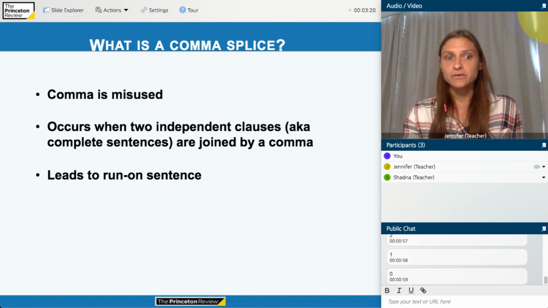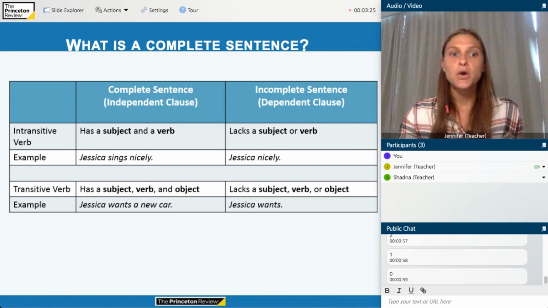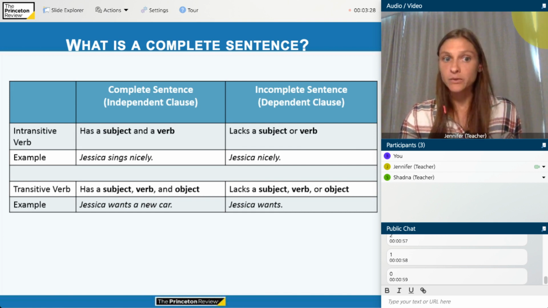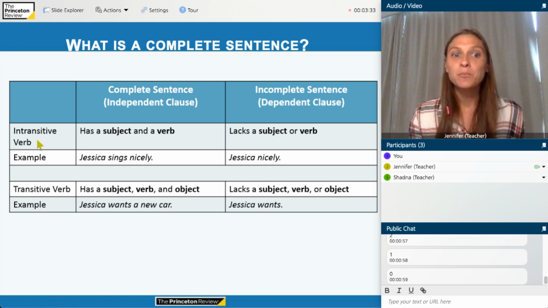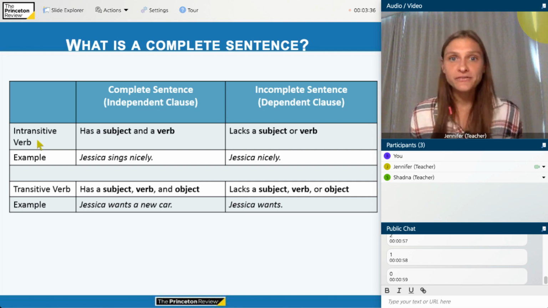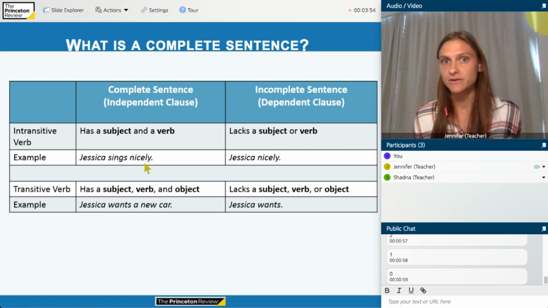All right, so complete sentence, what does that mean? We have a few different examples here, and I'll briefly get into intransitive versus transitive. We're not presenting on that today, but in a nutshell, an intransitive verb is a verb that doesn't take an object. So as in this example sentence here, Jessica sings nicely, right? But we don't need the word nicely. I could just say, Jessica sings. That's a complete sentence because the verb sings doesn't need something to come after it. Specifically, it doesn't need an object to come after it.